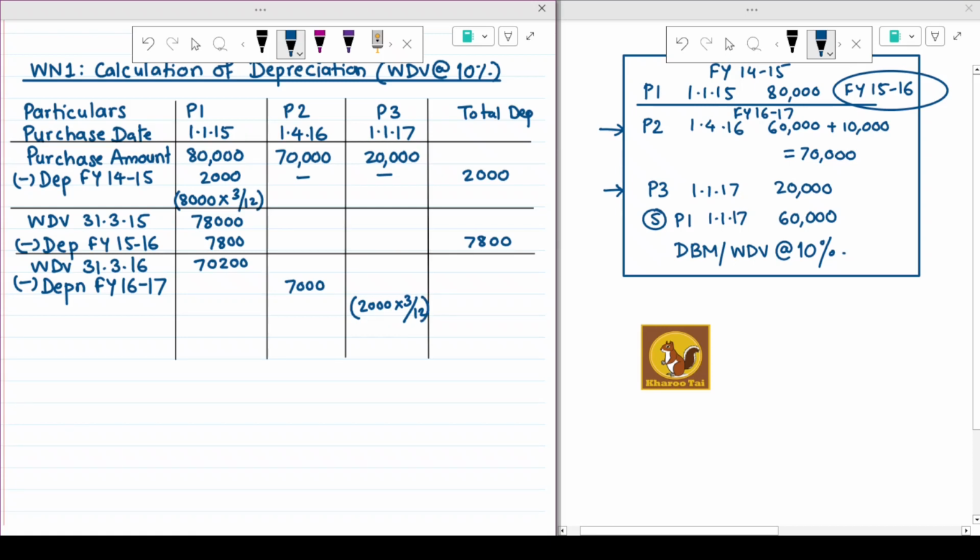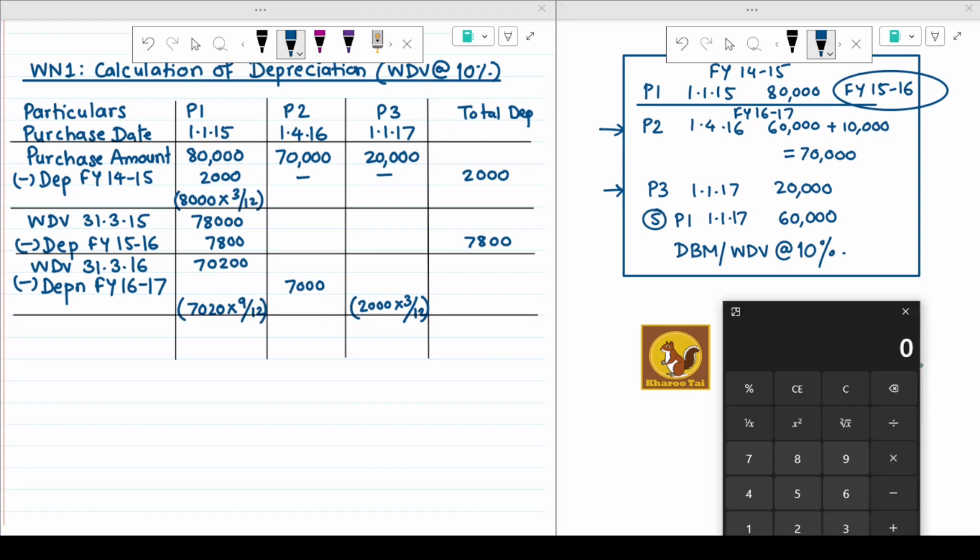And plant 1 was sold on 1st Jan 2017. So it was in the business up to December. So April, May, June, July, August, September, October, November, December, that is 9 months. So the working will be 70,200 into 10%, that is 7020, into 9 divided by 12. Let's use the calci. 7020 into 9 divided by 12 is 5265.